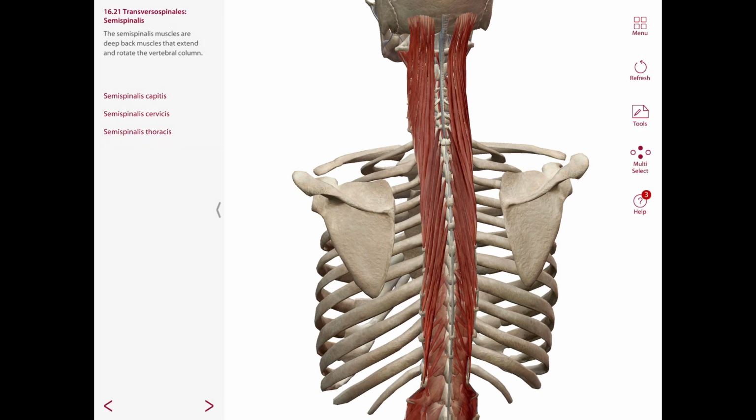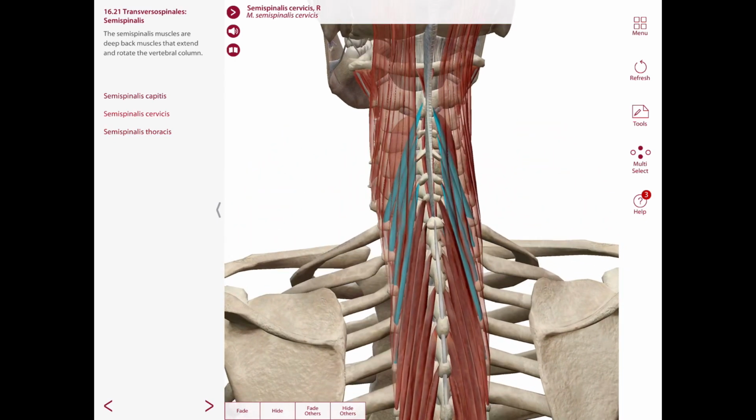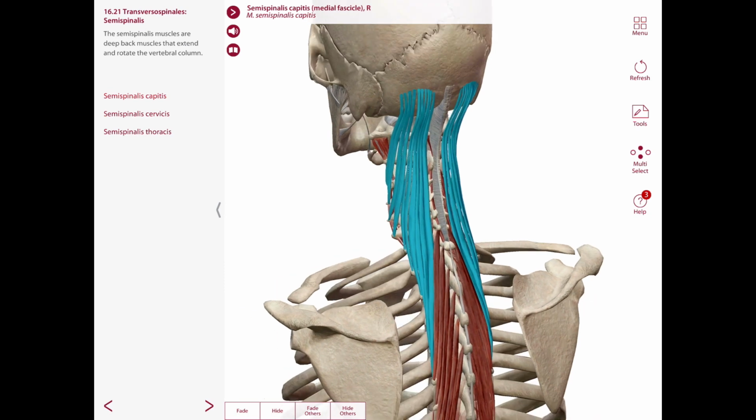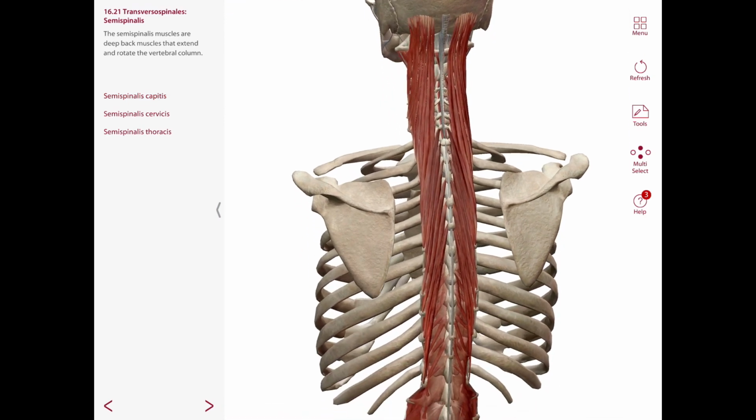The semispinalis is present from the lower thoracic spine to the skull, and it has 3 parts: a thoracic part, or semispinalis thoracis, semispinalis cervicis, and semispinalis capitis. Specifically, the semispinalis capitis is the largest muscle mass on the back of the neck, as you can observe right here. This muscle in general originates from the transverse processes of C7 to T6 or T7 vertebrae and the articular processes of C4 to C6.